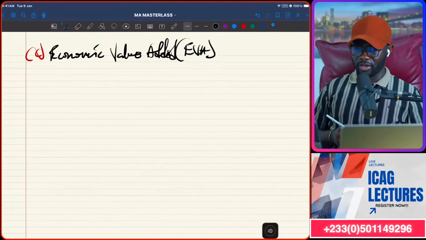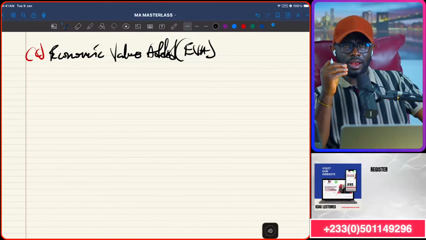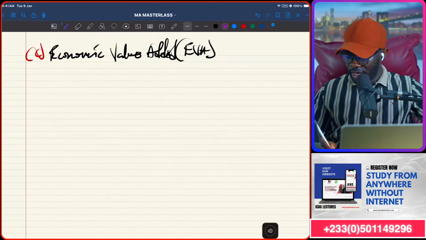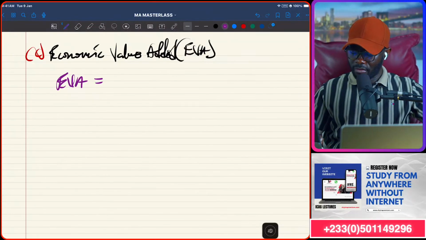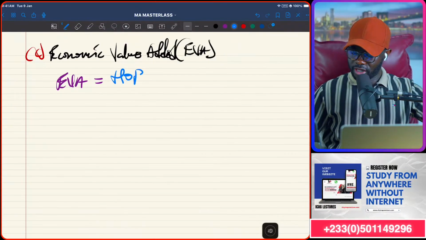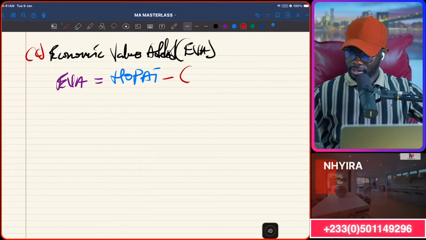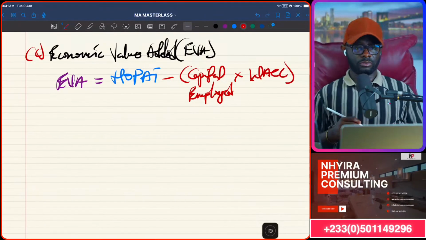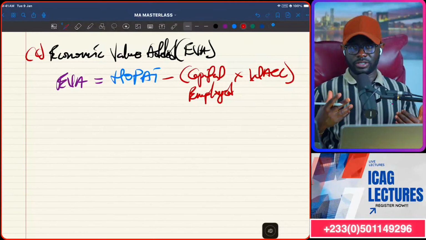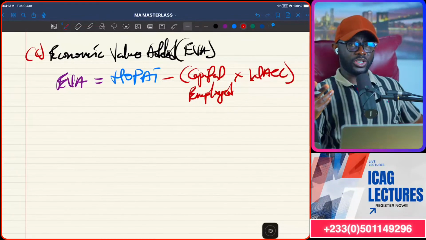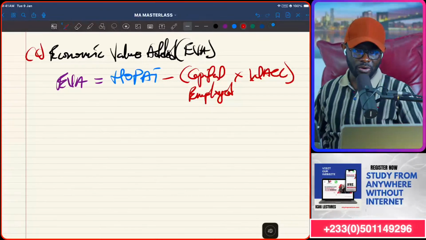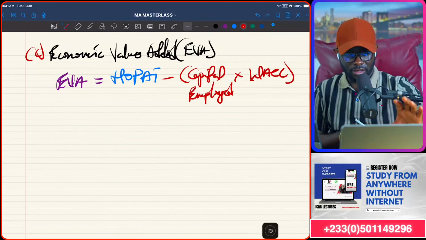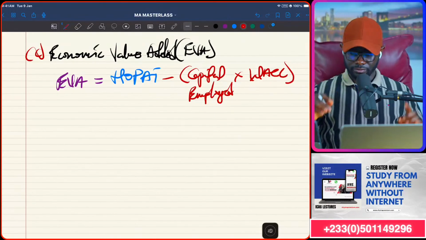Now, the concept of EVA is simply going to look at the actual economic value that has been added to the company for the year under review. In that case, EVA, economic value added, is going to be the net operating profit after tax minus the capital employed multiplied by the weighted average cost of capital, because the entity or the divisions are financed both with debt and with equity finance. This is the formula: NOPAT, net operating profit after tax, minus the cost of capital, which is your capital employed times the weighted average cost of capital. So let's see what we got.